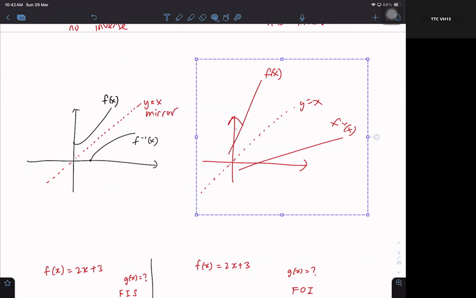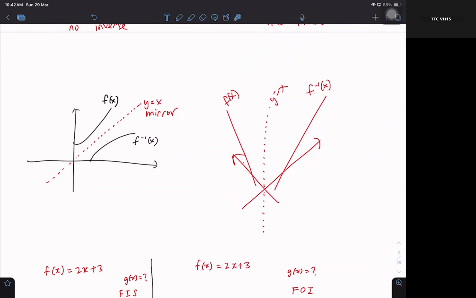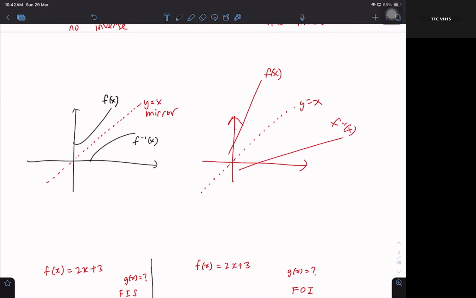Normally this is what I do. I turn the book around, I turn the notes, I put the mirror in the middle, then I can see the reflection. Yeah, that's all. So you can take a picture or screenshot. So these are all the things you need to know in function.